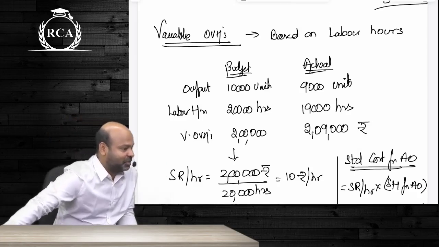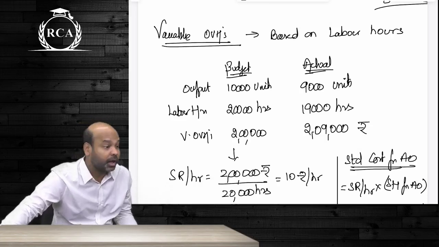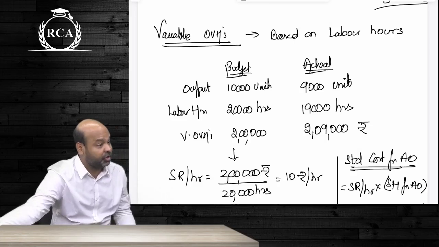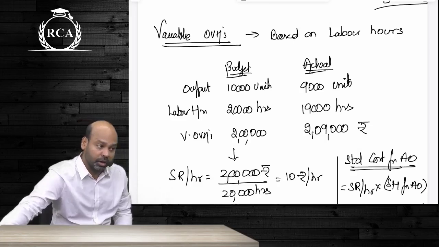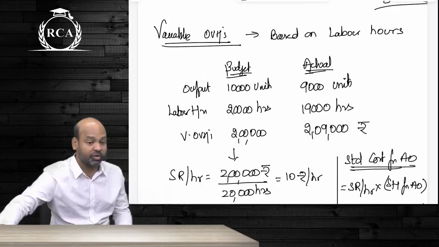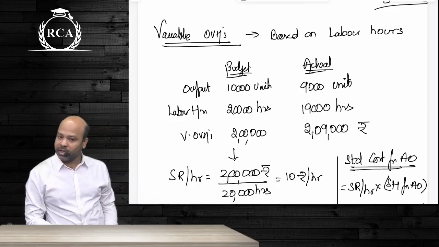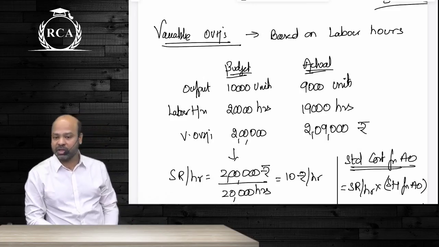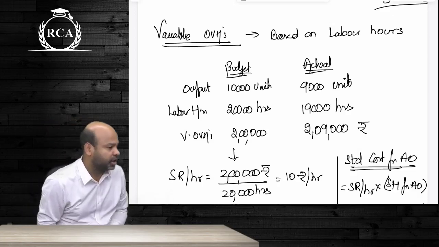So when you say variable overhead efficiency variance, whose efficiency are we measuring? Labor. It is still the efficiency of the labor only that is impacting the total amount of variable overheads that you're going to incur. There's no efficiency as such of variable overhead. Efficiency arises only for labor. So that is why the standard hours and actual hours, for both labor as well as variable overheads, are the same.